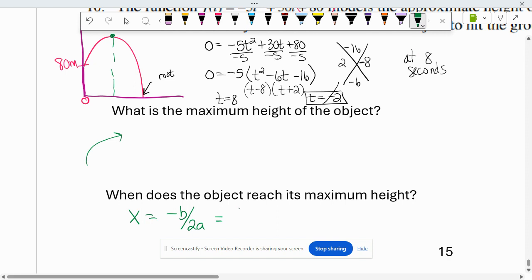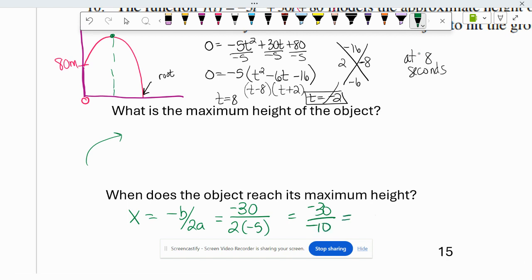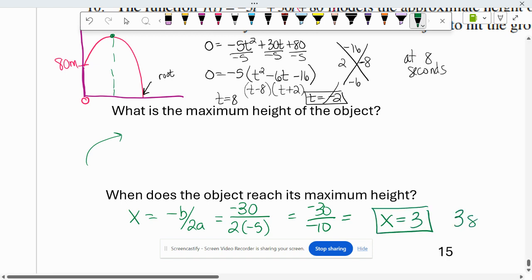So the opposite of 30 is negative 30 over 2 times negative 5. Well, that's negative 30 over negative 10, which equals 3. So it takes 3 seconds to reach the maximum height.